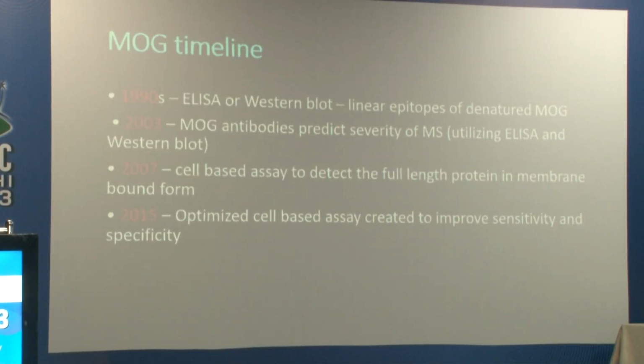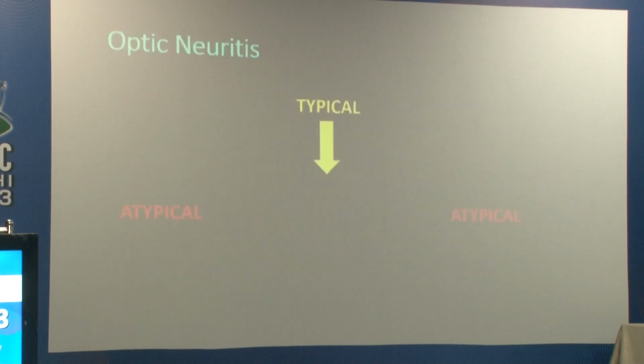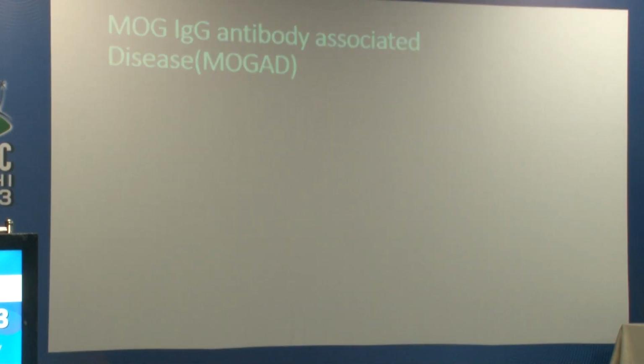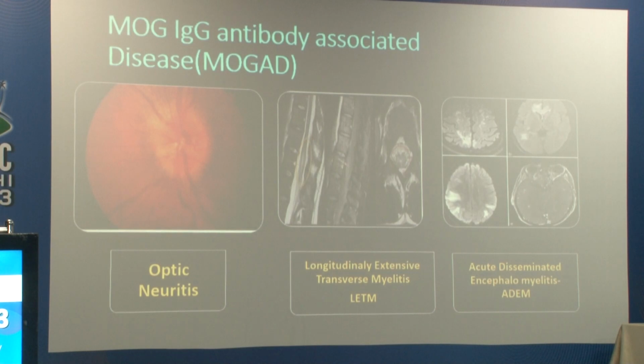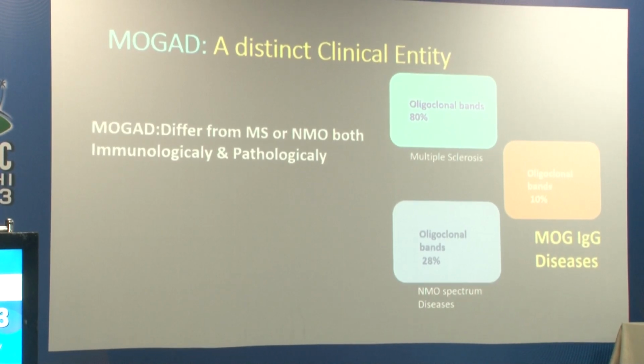MOG has been extensively studied in the past, but only in 2018 was it recognized as a distinct entity. Optic neuritis is divided into typical and atypical. Multiple sclerosis is included in the typical type of optic neuritis, and NMO and MOG in the atypical type. MOGAD, or MOG IgG antibody associated disease, mainly manifests as optic neuritis, longitudinally extensive transverse myelitis, and acute disseminated encephalomyelitis. MOGAD is a distinct clinical entity, and it differs from multiple sclerosis or NMO both immunologically and pathologically.